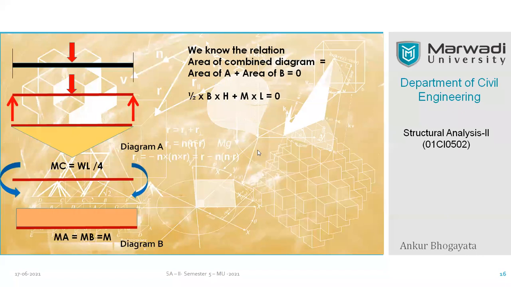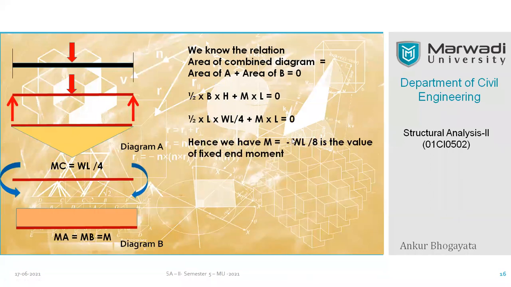So which gives you a value of M equals to WL by 8, and that is negative, right? When you change this value from this side to that side, it becomes negative. So the value of friction moment on one end is always negative and the value of the other friction moment is always positive. Now that depends on which you call positive and negative. That's completely up to you.